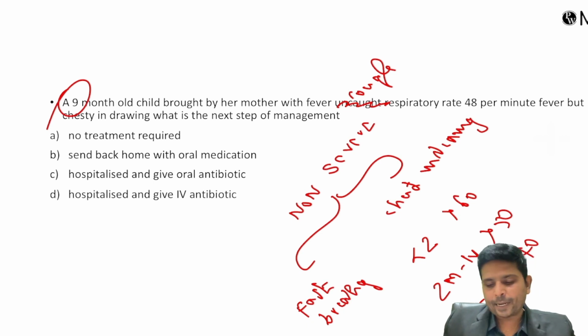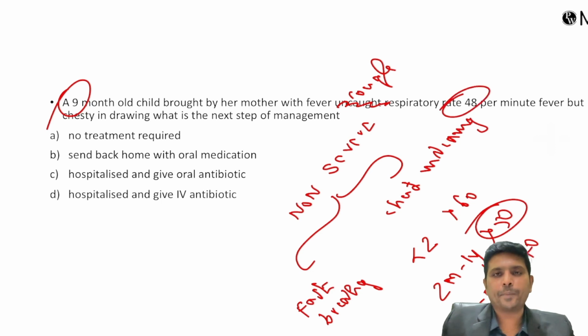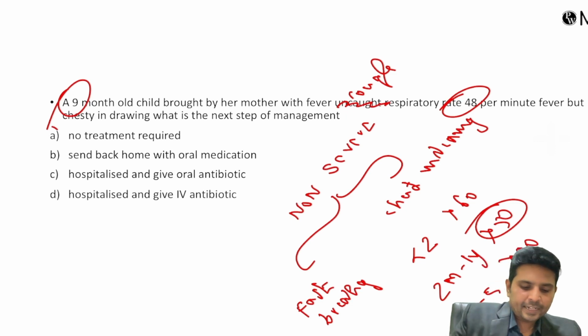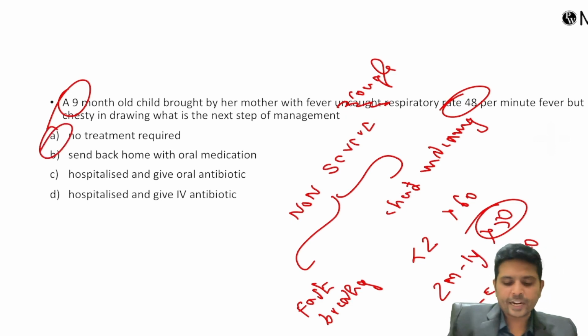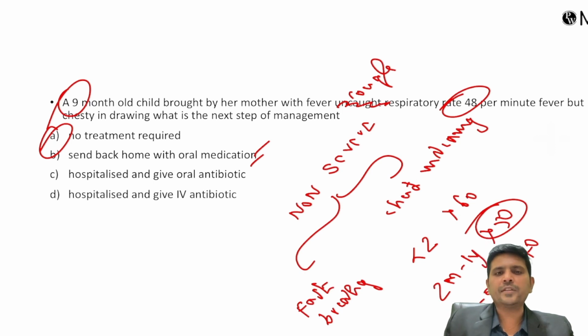To say tachypnea, it should be more than 50 per minute, but here it is 48 per minute. So it is not included under pneumonia. No treatment is required, and there is no need for any medication apart from paracetamol. So this is not a case of pneumonia at all. No treatment is required except paracetamol for fever.